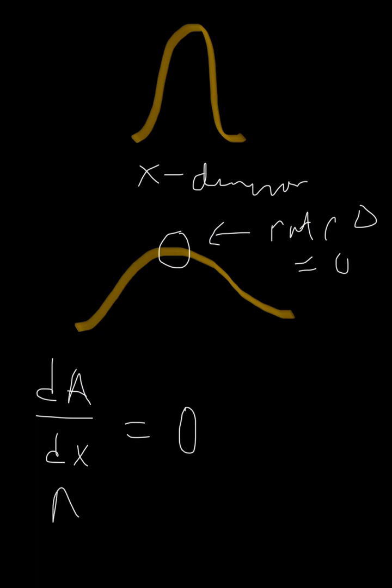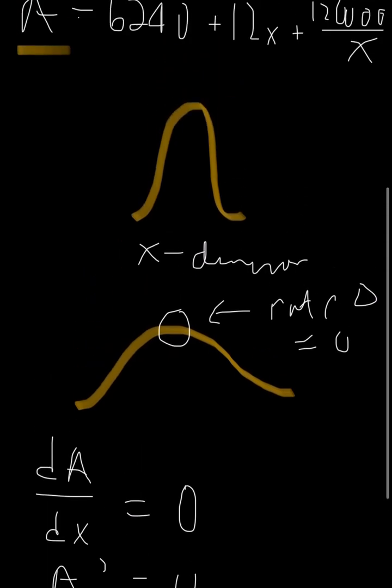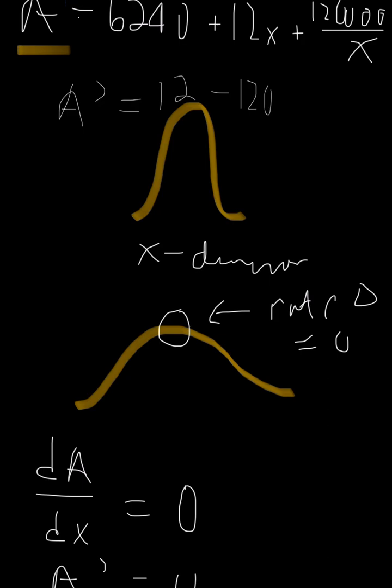So we know that A prime is 0. Once we know that, we also know from taking the derivative of area that A prime is going to give us the equation 12 minus 120,000 over x squared.